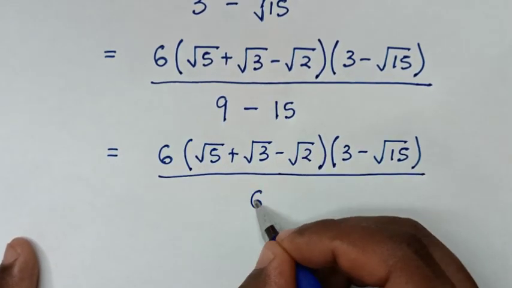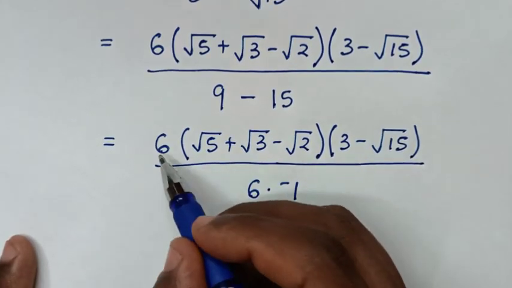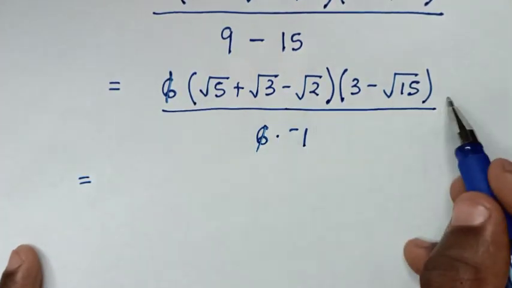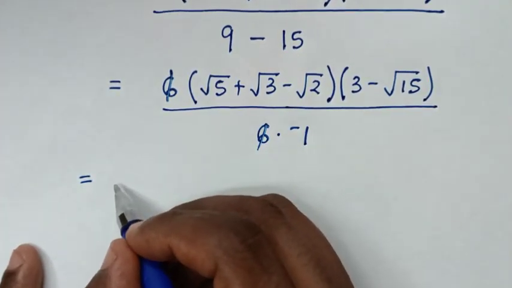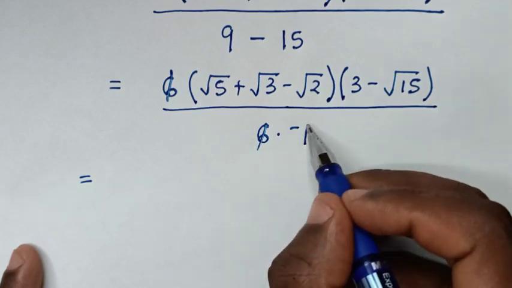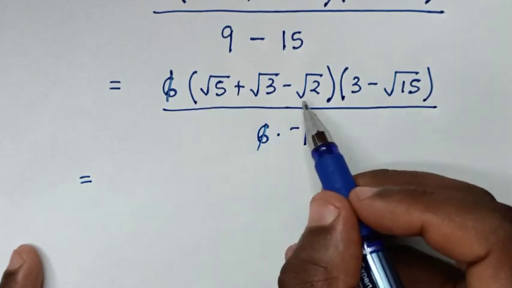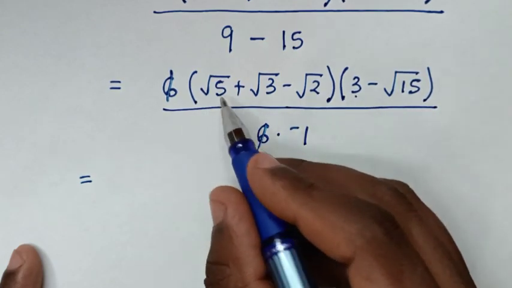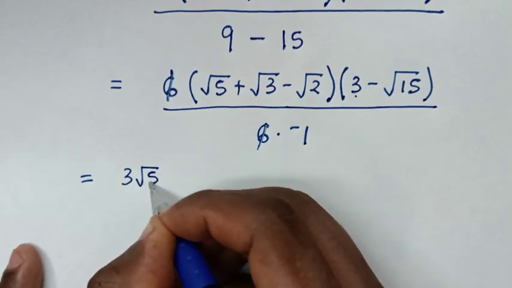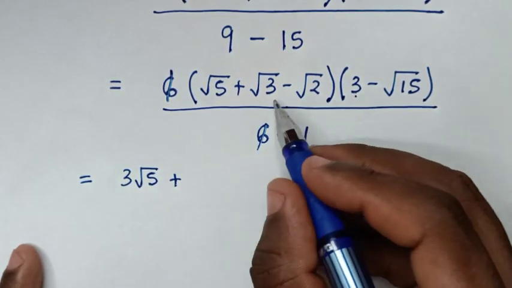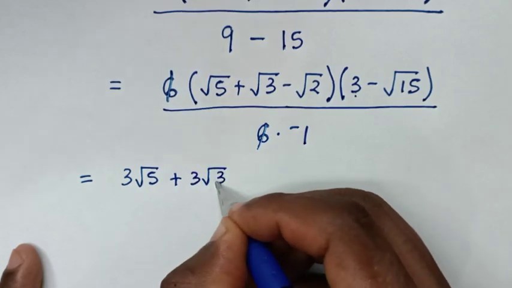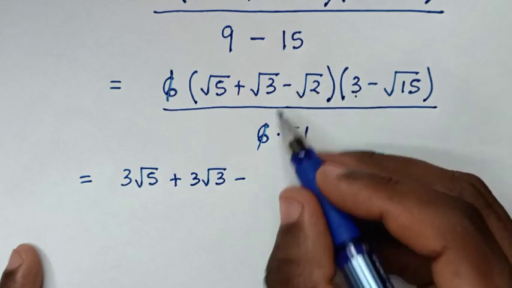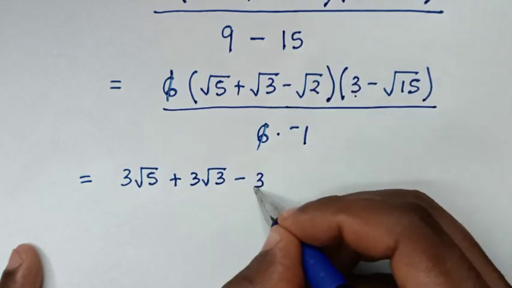Now negative 6 is the same as 6 times negative 1. So to simplify, this 6 and this 6 will cancel. So it will be equal to this, and here in the denominator it is negative 1. So we'll multiply this by this, starting with 3 times everything inside the bracket. So 3 times square root of 5 is 3 square root of 5. Then plus 3 times square root of 3, it will be 3 square root of 3. Then minus 3 times square root of 2, it will be 3 square root of 2.